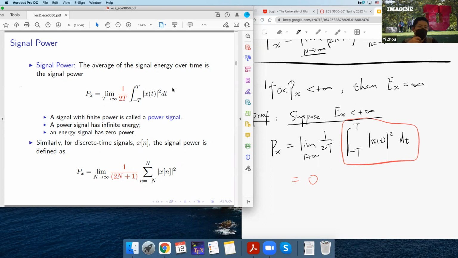Right. So this is how you calculate energy and power. In the end, you will need to calculate this integration or the summation part first, and then do the other part.